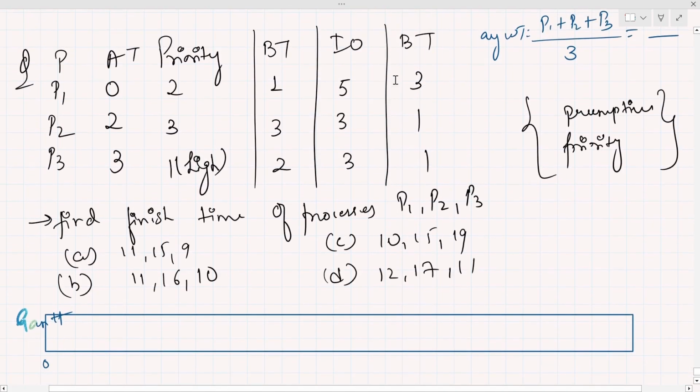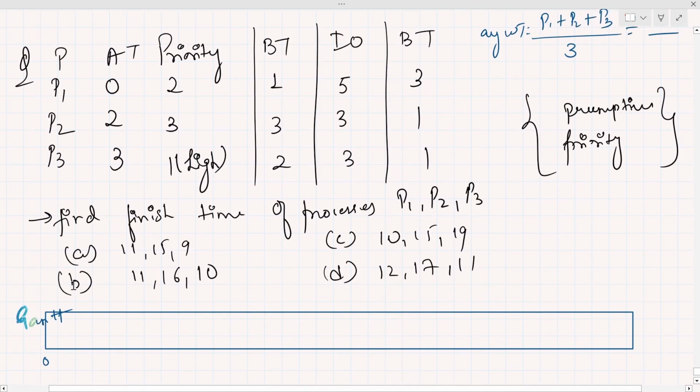At arrival time 0, what process is available? We have only one process, which is P1. So P1 will get the CPU. If only one process is available in the queue, then we don't need to consider what type of scheduling algorithm it is, because only one process is available. So P1 is selected, and the burst time is 1, so it executes only one unit. P1 is now completed.